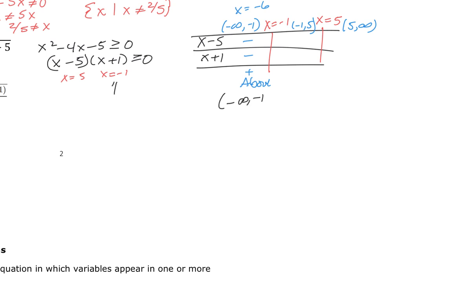Now, this -1 is not in a denominator, and we have inclusive, so I'm going to have a square bracket there. I'm going to choose something in this region. I'm going to choose 0. This is negative, this is positive, this is negative, so we are below. So it will not be part of my solution because I need, again, the greater than or equal to 0. And then I'm going to choose something over here. Let's choose +6. Positive, positive, positive, I am above. So union that above, which is from 5 to infinity.